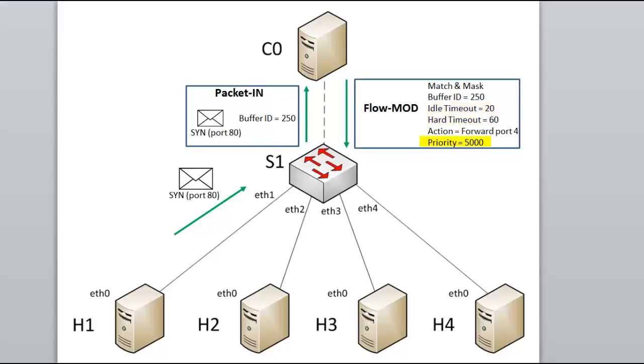Priority. The priority is very important as flow entries are sorted by their priorities. So if two flow entries match a packet in the same flow table, the one with the higher priority will be used and the other one will be ignored.